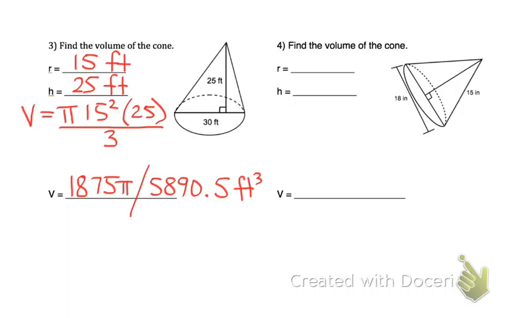Okay, number 4. So looking at number 4, I have the diameter of the circle, which is 18 inches, so the radius would be 9 inches. And now for this one, we actually don't have our height. Our height always has to be the number that's going to be perpendicular to the base, and the base is our circle. Right now we have 15, and that's actually called our slant height.